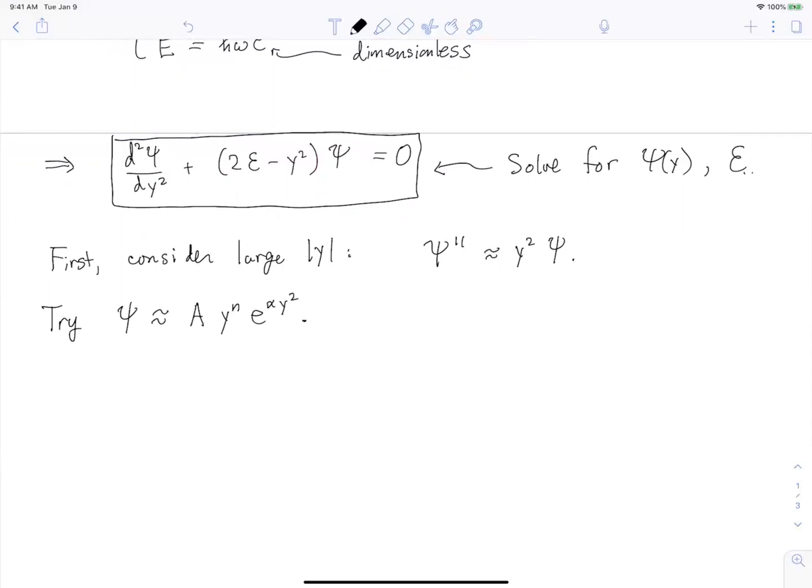Okay, so now if we make this try, now we can compute psi double prime. First, let's compute psi prime. Okay, and so there's the constant out front. And then we're going to use the product rule. So there's a term n y to the n minus 1 from taking the derivative of y to the n, times e to the alpha y squared. And then there's the contribution where we're taking the derivative of e to the alpha y squared. So that's y to the n times 2 alpha y times e to the alpha y squared.